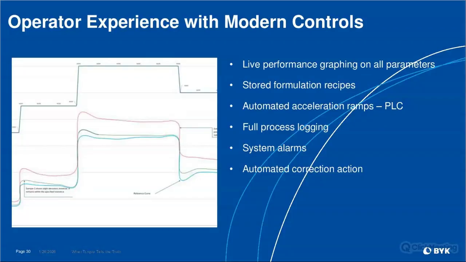You can protect your machines with the system alarms. You're not going to overprocess material. You're not going to damage your machine. And with automated functions like constant speed or constant energy, the machine does it for you, right? So if your material changes, the machine automatically adjusts to compensate for that change.